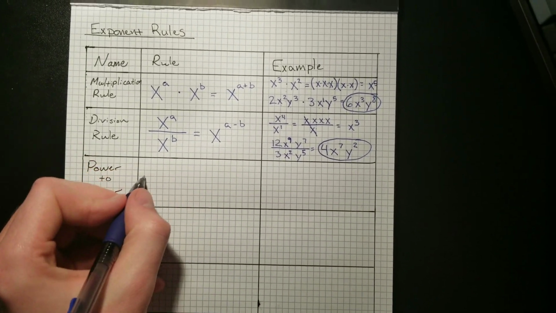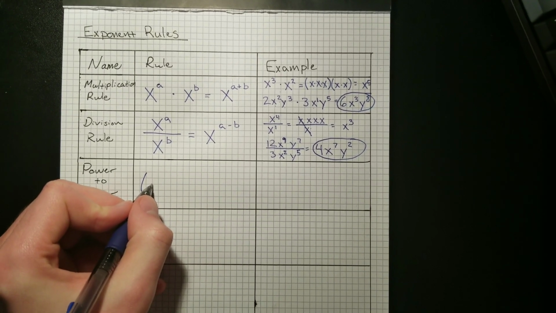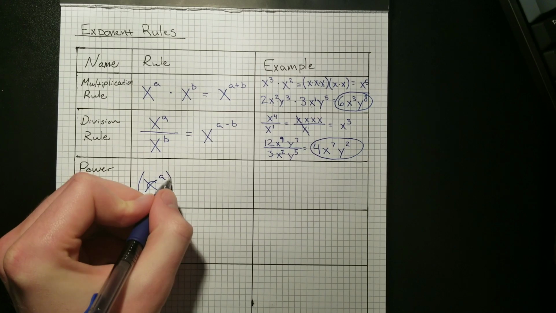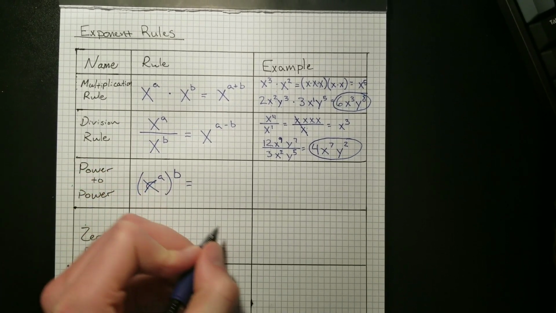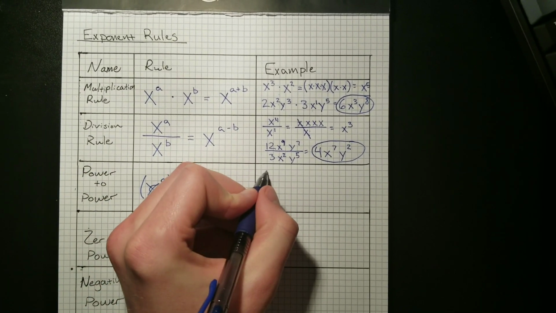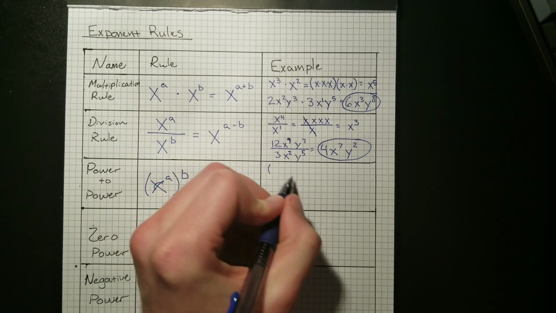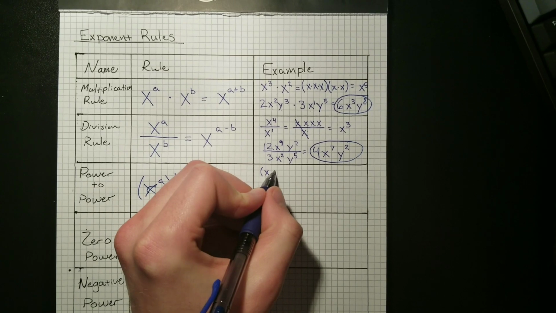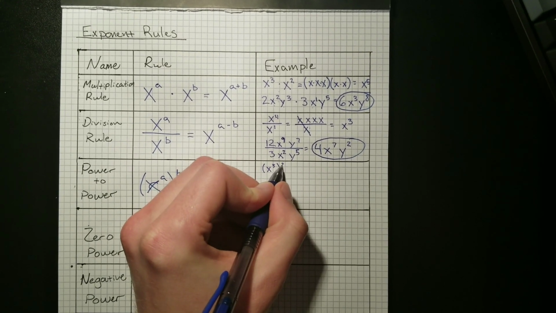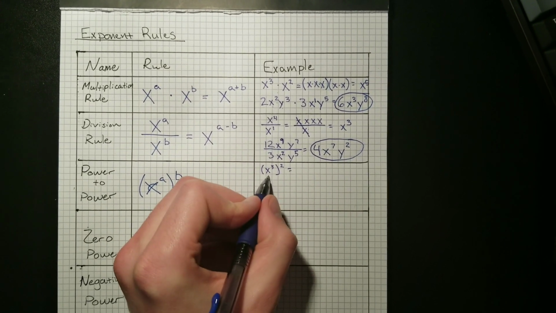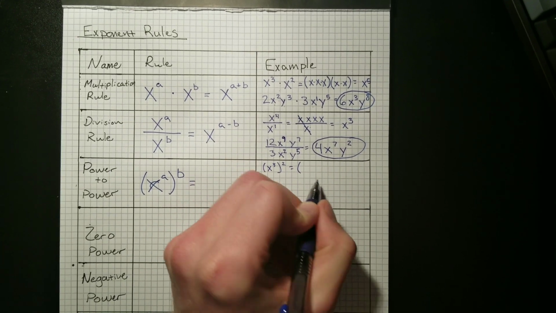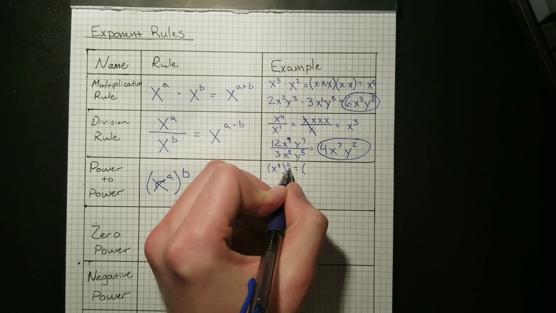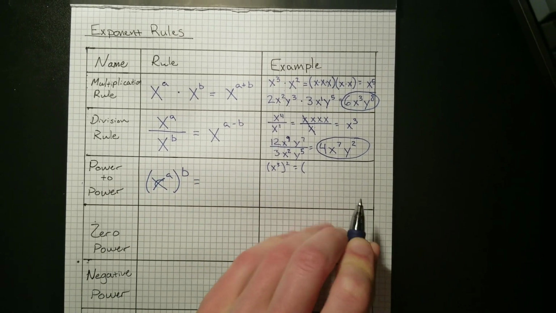That's it. The final thing we're going to do is power to a power. So what happens when we have x to the a being raised to a b power? Well, let's write that out again. We'll do a little example, and then we'll do a little more complicated one. Let's say that we had x to the 3rd squared, right? So we're going to expand this. I'm only going to do it a little bit, not all the way. X cubed squared. Well, squared means we multiply that by itself.